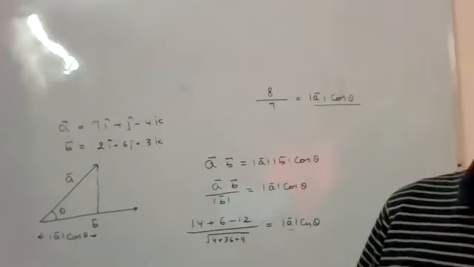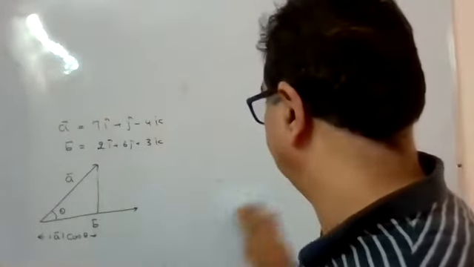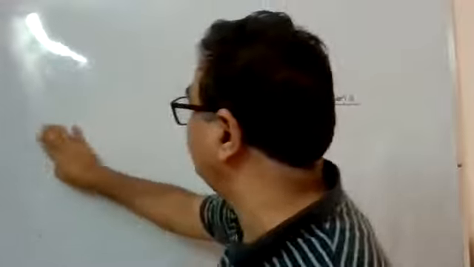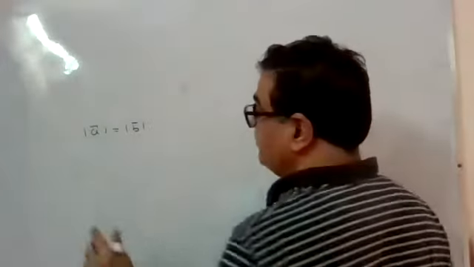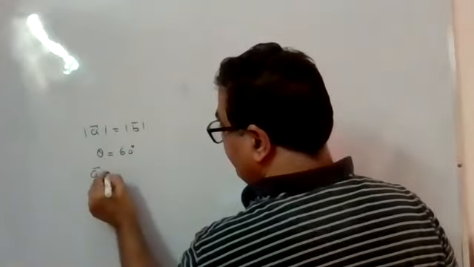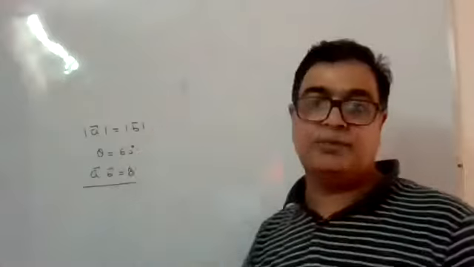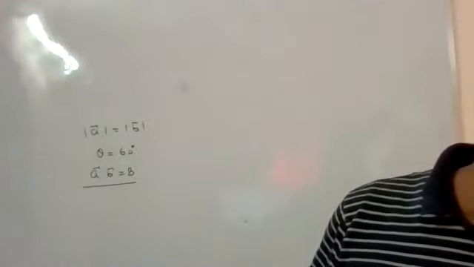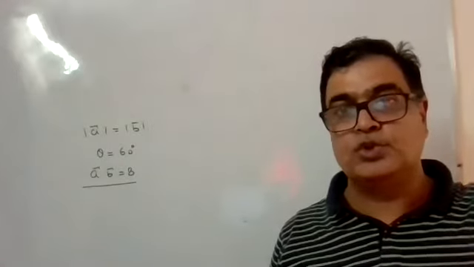Next question right now. Let A and B be two vectors with same magnitude, such that angle between them is 60 degree. And A dot B is given as 8. My question is, find out what are the magnitude of these two vectors. What is magnitude A and magnitude B? You should calculate.